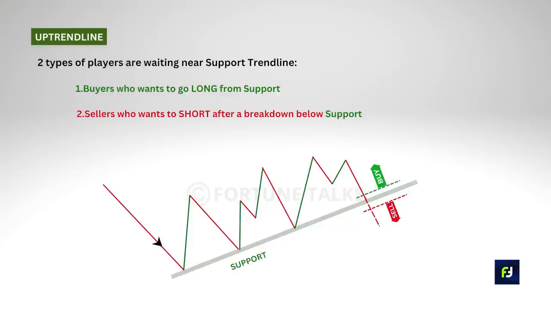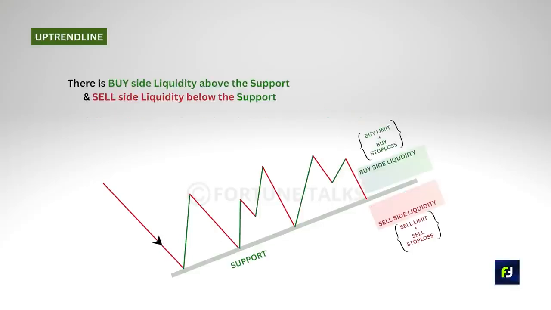So, let's start with an uptrend line. As I have mentioned, an uptrend line acts as a support for prices. So we can expect two types of participants waiting to take a position. There are buyers looking to go long from the support trend line. Then there are those short sellers searching for a breakdown below the support trend line. Thus, there lies buy side liquidity above the uptrend line and sell side liquidity below the trend line. This means most often both retail buyers and sellers stand to lose their stop losses.